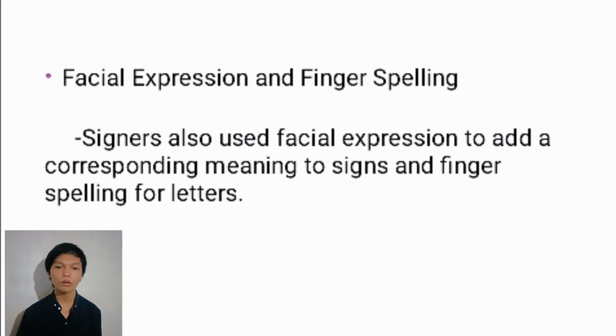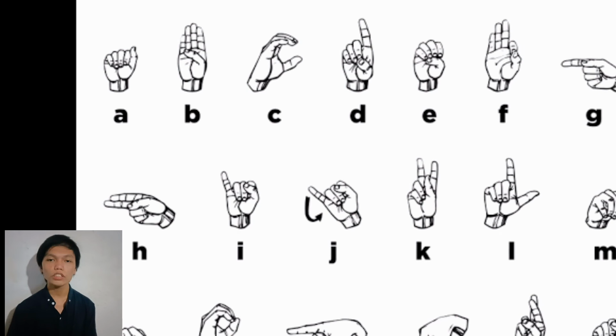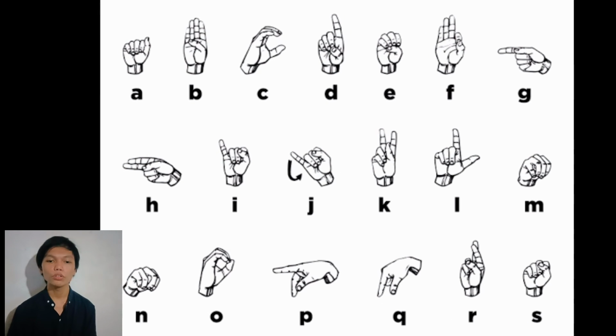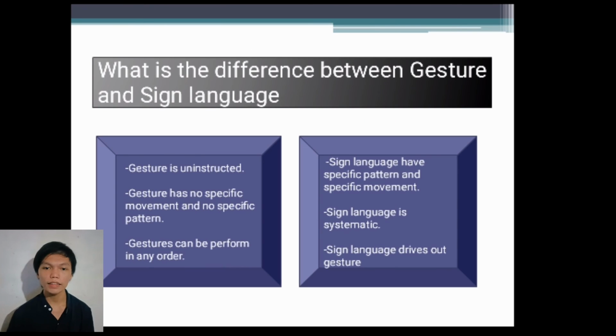Facial expressions are also used by signers to add a corresponding meaning to the signs. These are important functions served by non-manual components such as head movement, eye movement, and several specific types of facial expressions. Thank you is articulated with a head nod and smiling face. Meanwhile, signers can also use finger spelling, which is a system of hand configuration used to represent letters of the alphabet. Now that we've discussed the gestures and sign languages, let us talk about their differences.